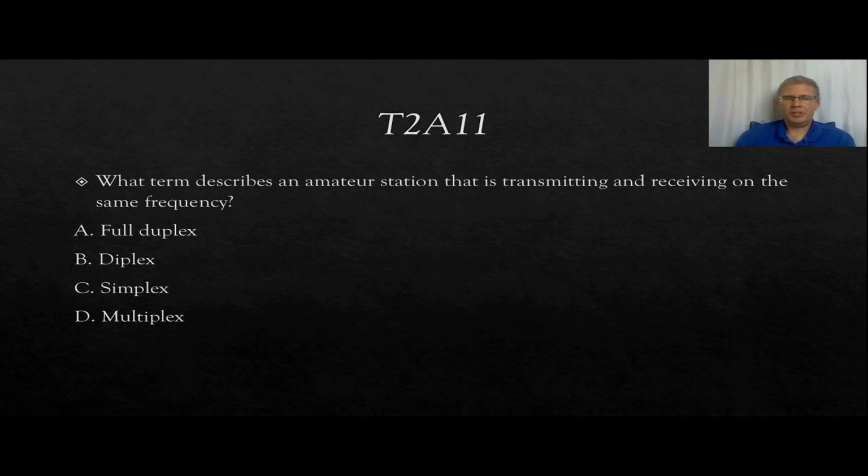Question 11. What term describes an amateur station that is transmitting and receiving on the same frequency? A, full duplex. B, diplex. C, simplex. Or D, multiplex. The correct answer is C, simplex.